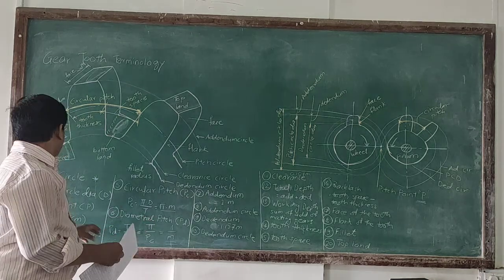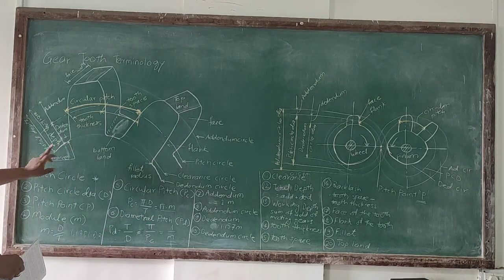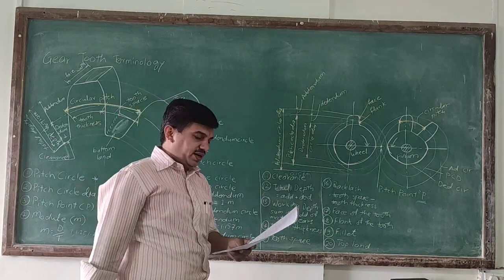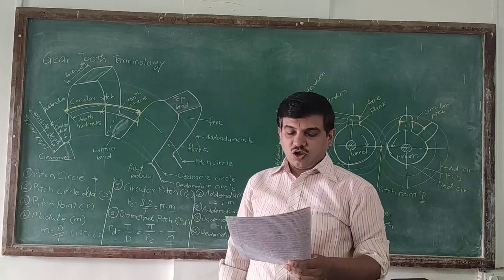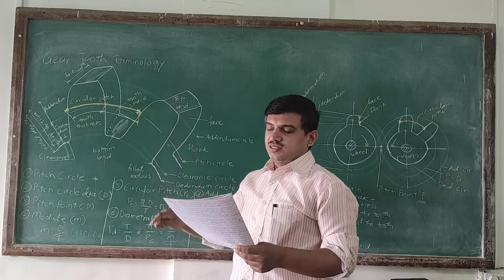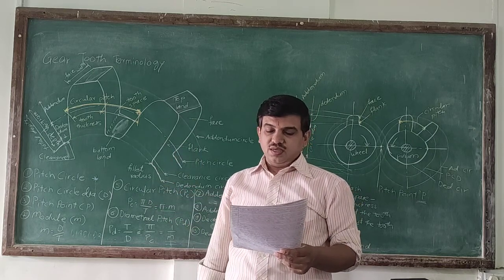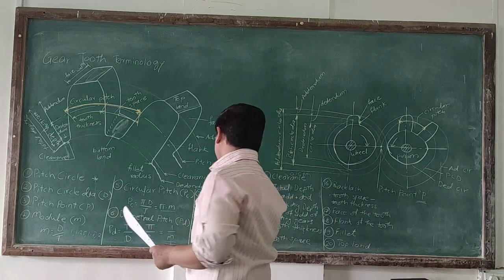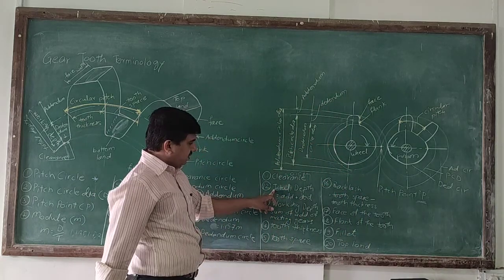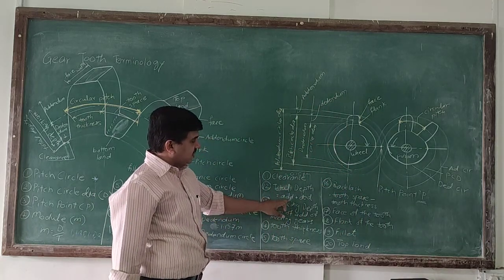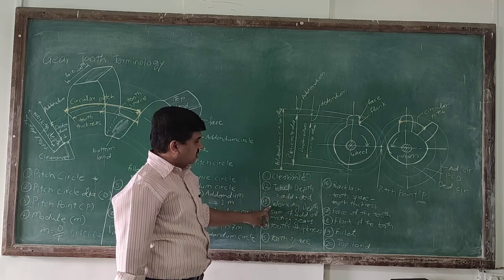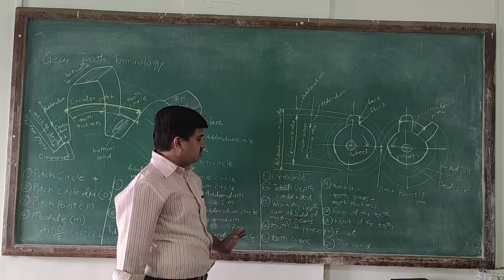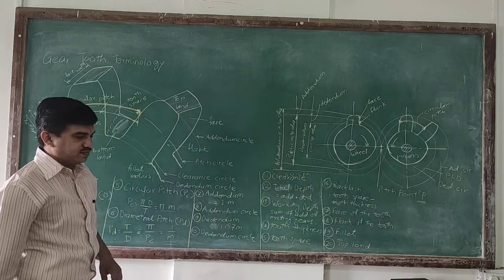That is the total depth, from top to bottom, the radial distance. Then working depth is the radial distance from the addendum circle to the clearance circle. It is equal to the sum of the addendums of both meeting gears. See, here it is. Total depth is addendum plus dedendum. Then working depth is equal to the sum of the addendums of both meeting gears.